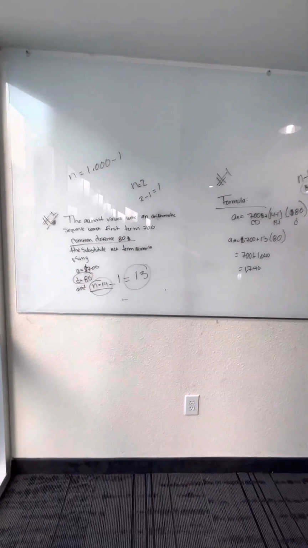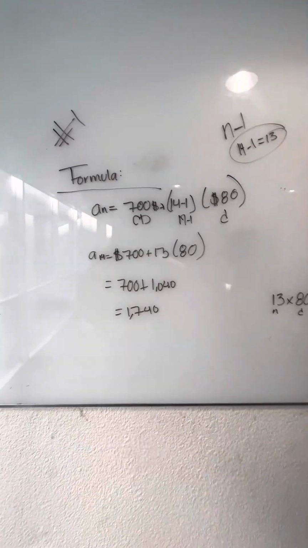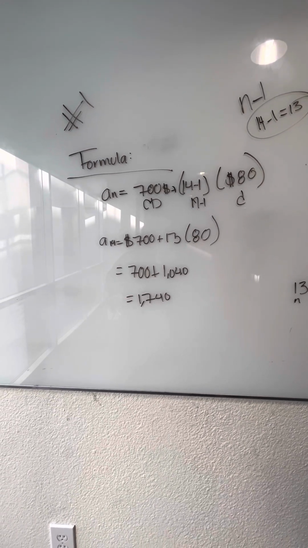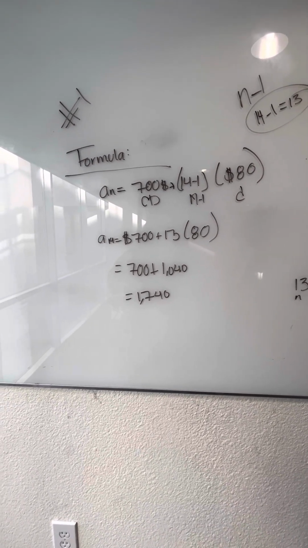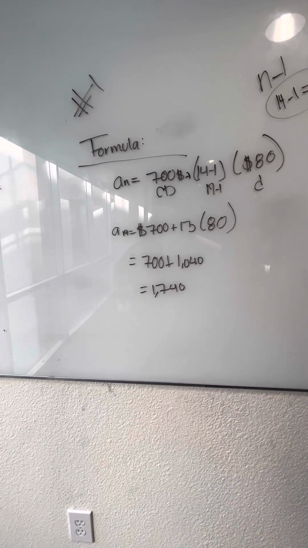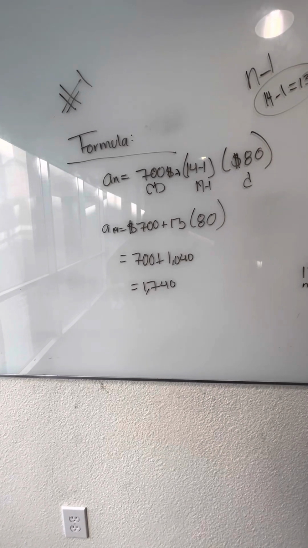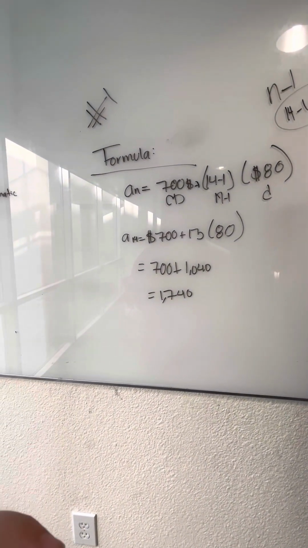So basically, in part 1, what we had to do was just straight up use the formula, which was a sub n, and then you plugged in the common difference plus n minus 1 times d, correct? So what we remember, it's common difference, n minus 1, and d, and then we just solved straight down and got the answer of 1,740.